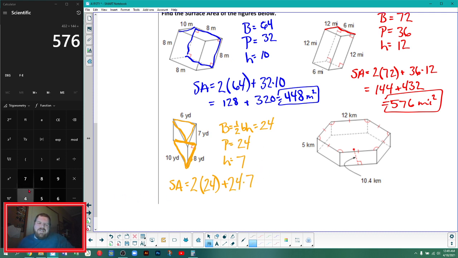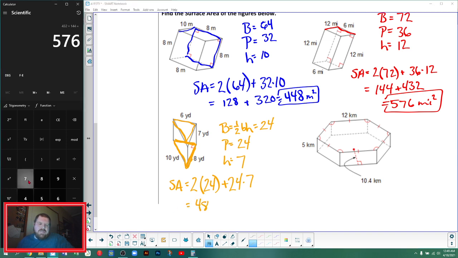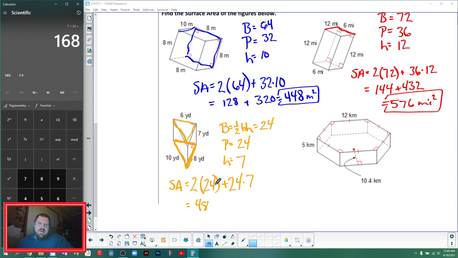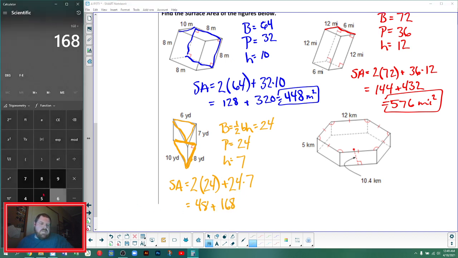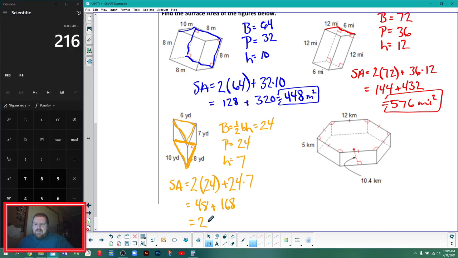Times the height, which is 7. 2 times 24 is 48. 7 times 24 is 168. 168 plus 48 sounds like 216. And those are square yards. Again, I'm going to test you on the proper units, whether they're squared or cubed. We're going to get to cubed once we get to volume.